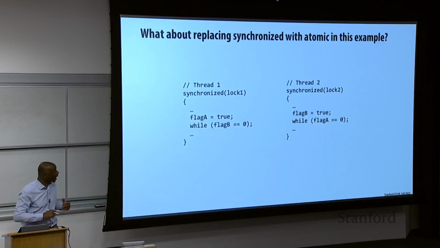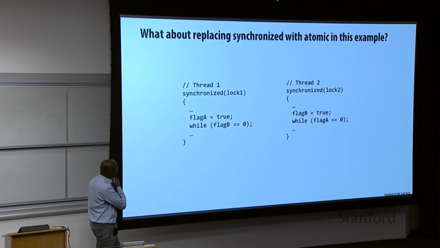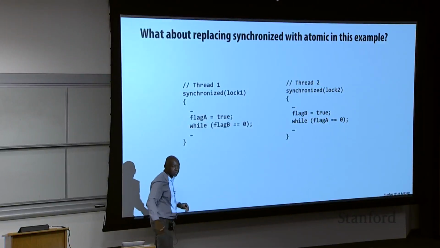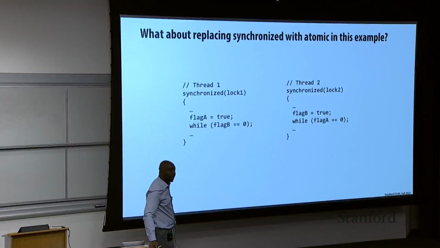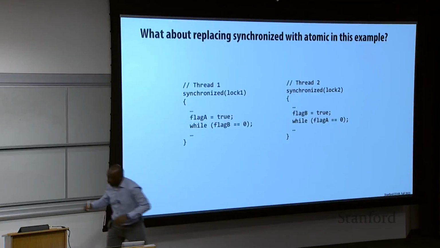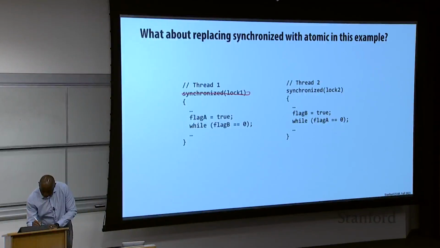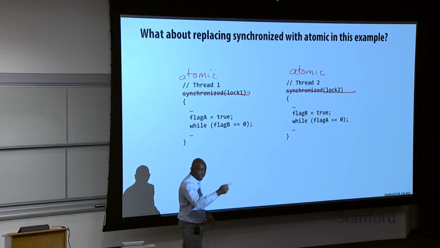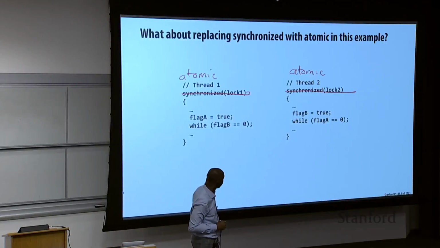All right? So here's the example. What about replacing synchronized with atomic in this example? Will this work? So I replace synchronized with atomic. Conflicts, right? Yeah, go ahead. Oh, sorry. No, yeah, it's conflicts, like you said. It will be serialized, but one has an infinite loop that's waiting for the very end.